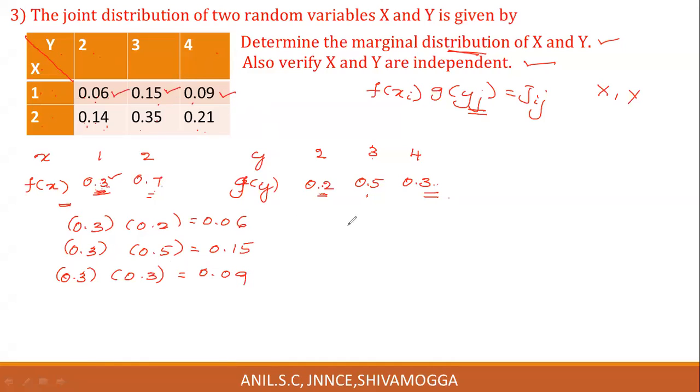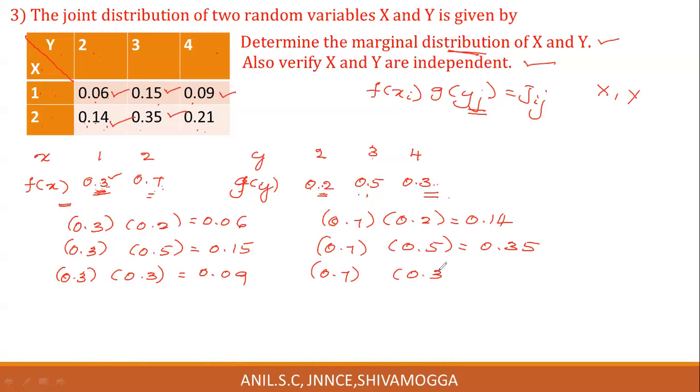Now start from this 0.7. 0.7 into 0.2. This is equal to 0.14, same as this value. Next 0.7 into 0.5. Clearly this is equal to 0.35, same as this value. Next 0.7 into 0.3. This is equal to 0.21, same as this value.